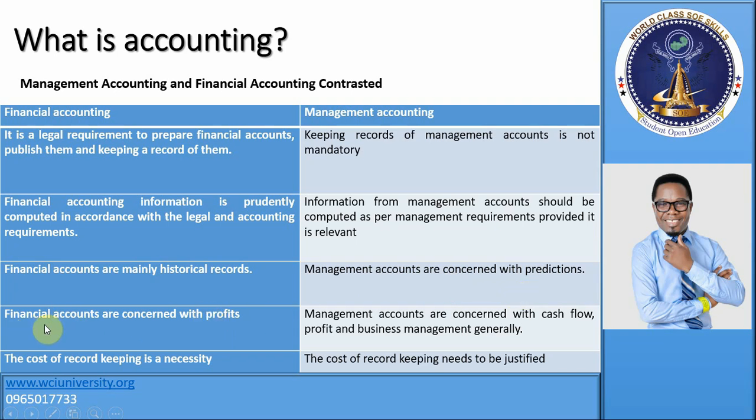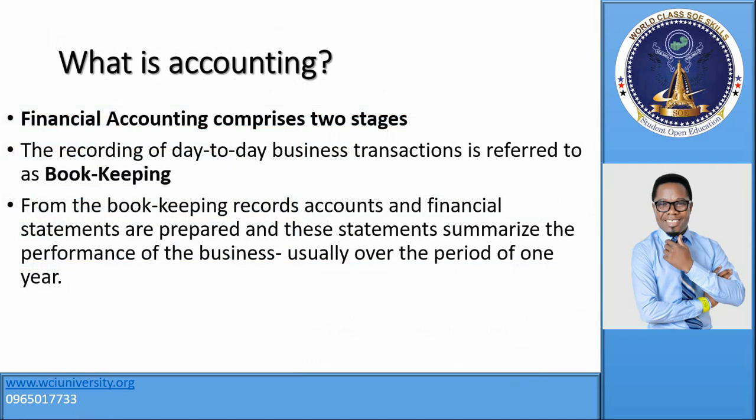On stage 4, financial accounts are concerned with profits. Management accounts are concerned with cash flow, profit, and business management generally. On stage 5, in financial accounting, the cost of record keeping is a necessity. In management accounting, the cost of record keeping needs to be justified. Financial accounting comprises 2 stages. The recording of day-to-day business transactions is referred to as bookkeeping. From the bookkeeping records, accounts and financial statements are prepared, and these statements summarize the performance of the business, usually over a period of 1 year.